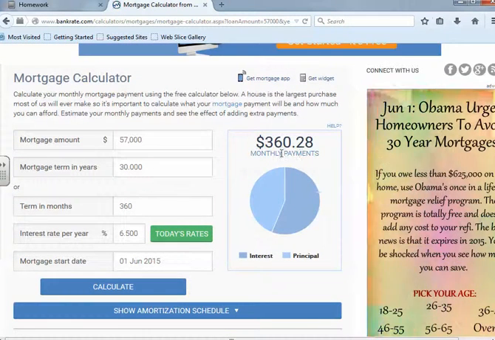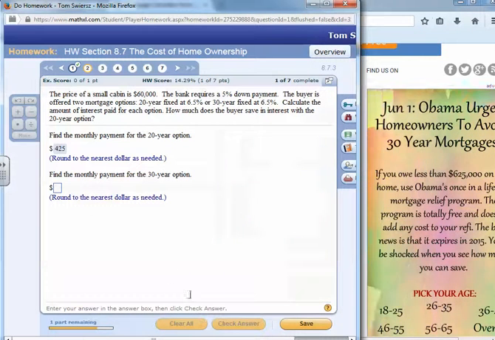If we round to the nearest dollar, we're going to round down because 28 cents is less than 50, so it's going to be $360. So back to the homework: the monthly payment for the 30-year option is $360.